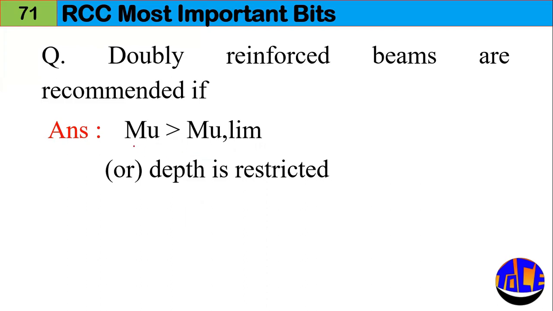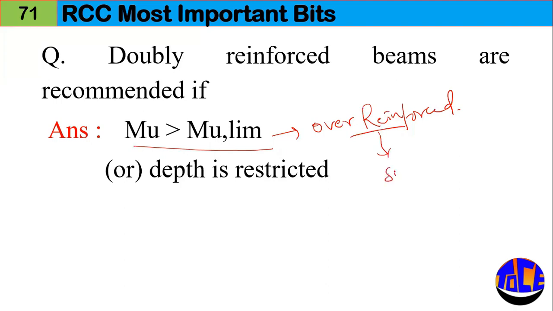Okay, so in case Mu is greater than Mu limit, it will be an over reinforced section. Since these over reinforced sections are not recommended, you'll go for the doubly reinforced section, because an over reinforced section gives a sudden failure, whereas an under reinforced section will give a gradual failure, with clear indications. So over reinforced gives a sudden failure. That's the reason these are avoided.